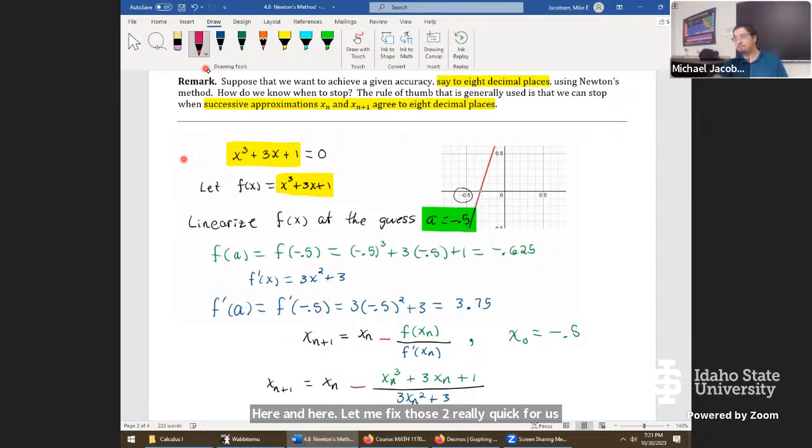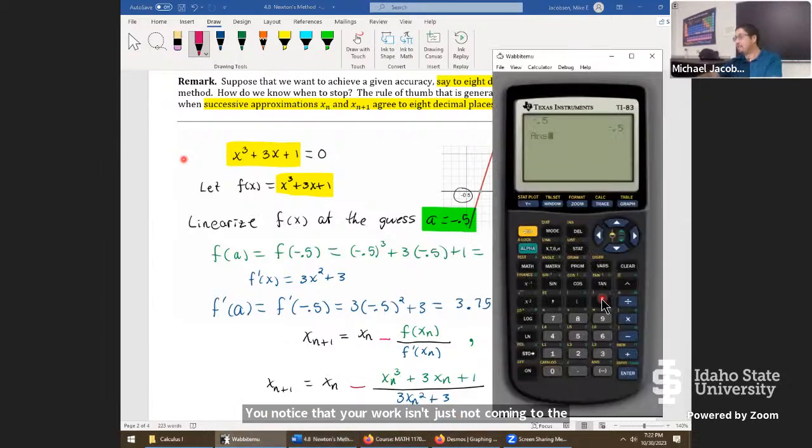You notice that your work isn't just not coming to the right values. It could be something silly like that. Definitely have to carry in the minus sign. Now I have the answer. Here's the minus. Now we need a parenthesis for the entire numerator here to start off.